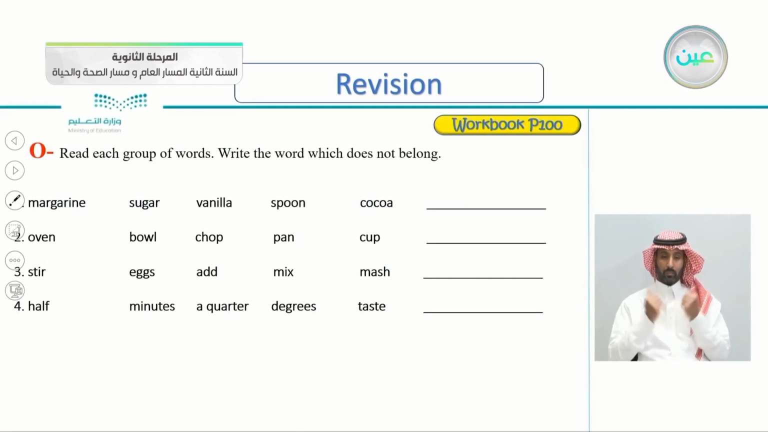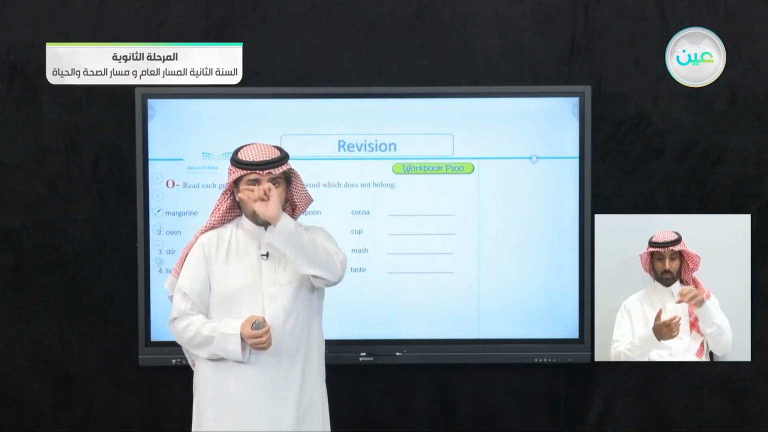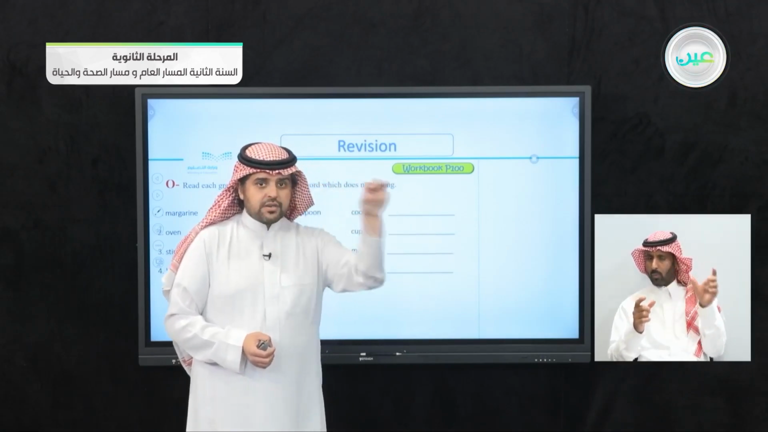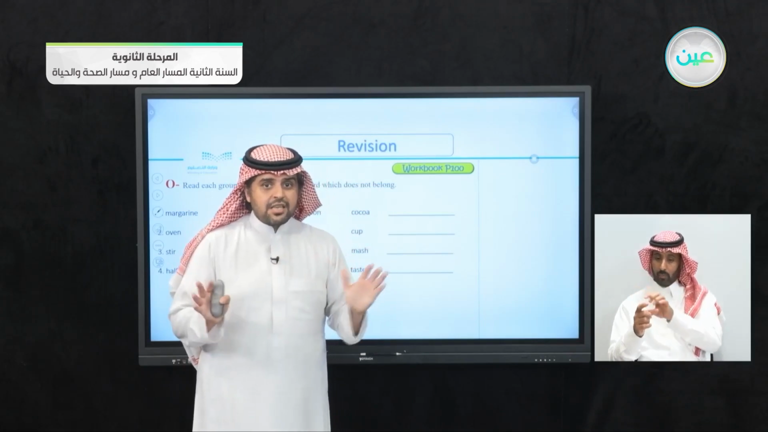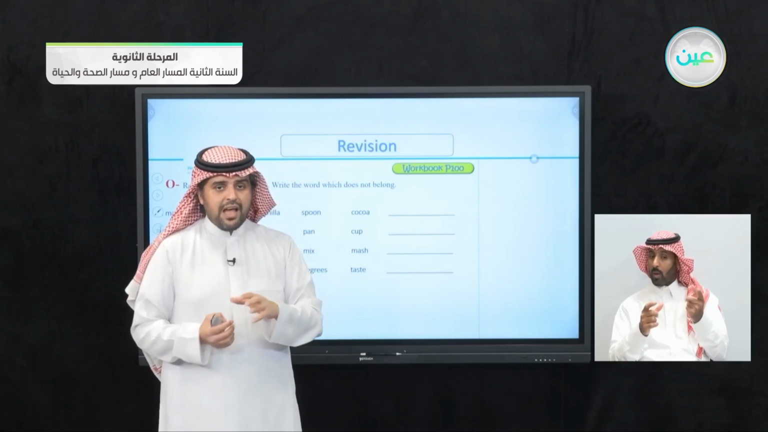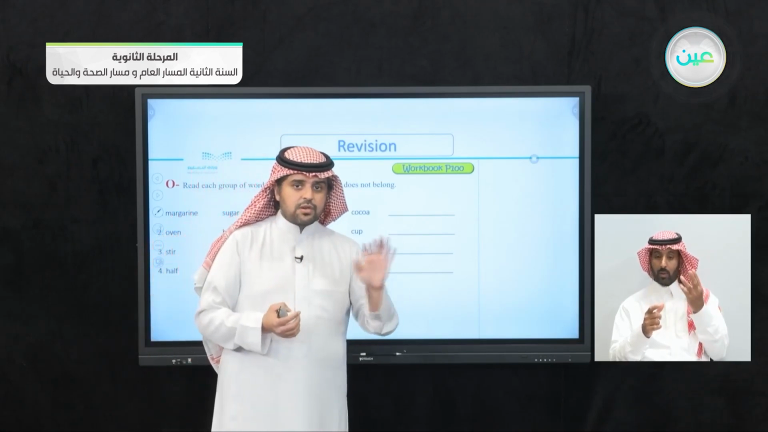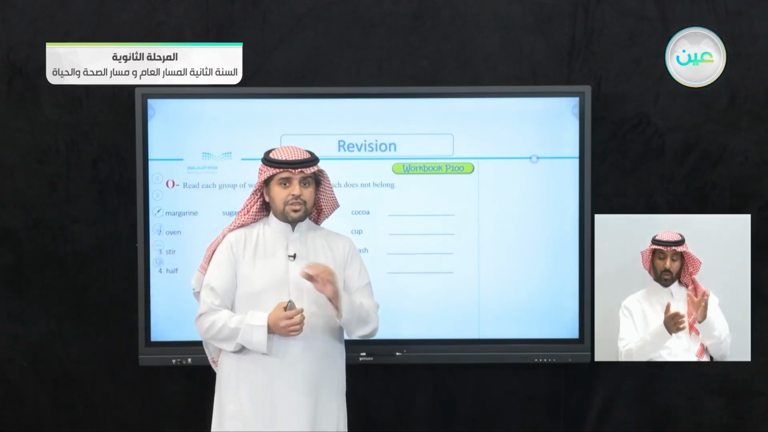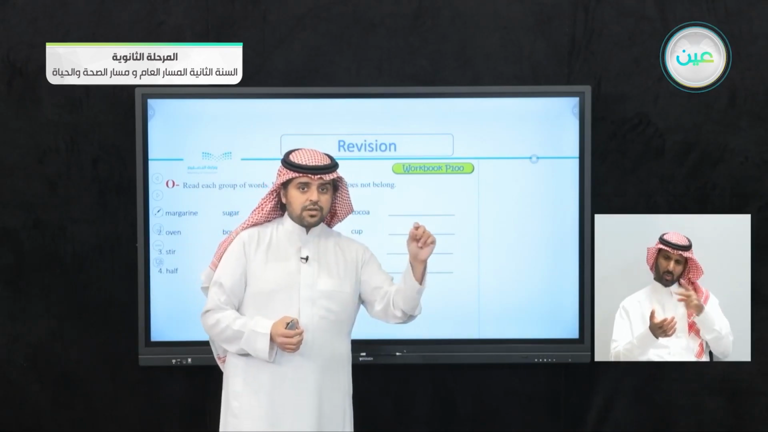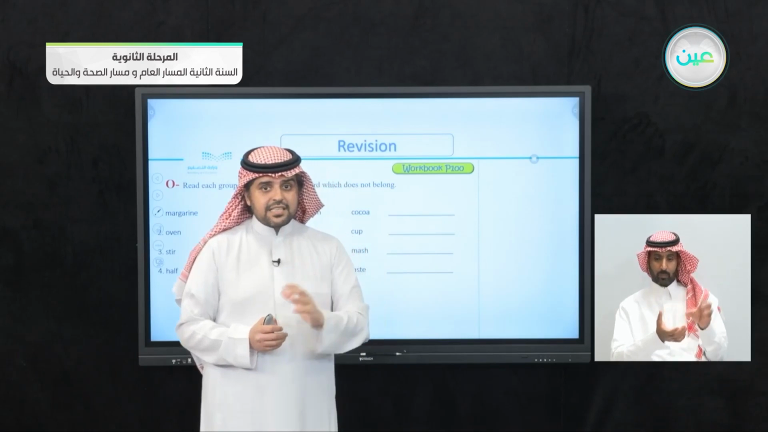Exercise O, read each group of words. Write the word which does not belong. So we have 4 groups of words, so you have 4 words. Try to figure out which word from the 4 doesn't belong to the group itself. So 3 words will be in the same group and 1 word will be outside the group. So try to distinguish which word from the group doesn't belong.